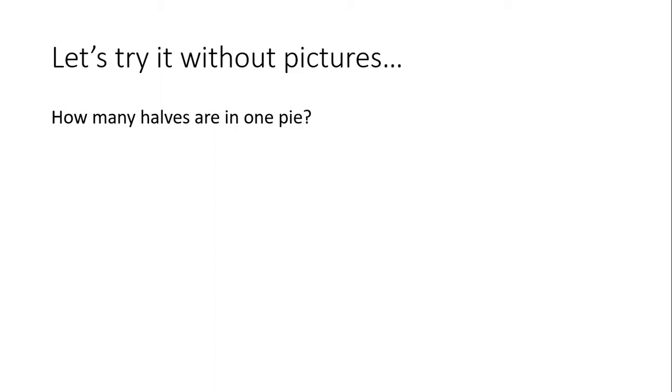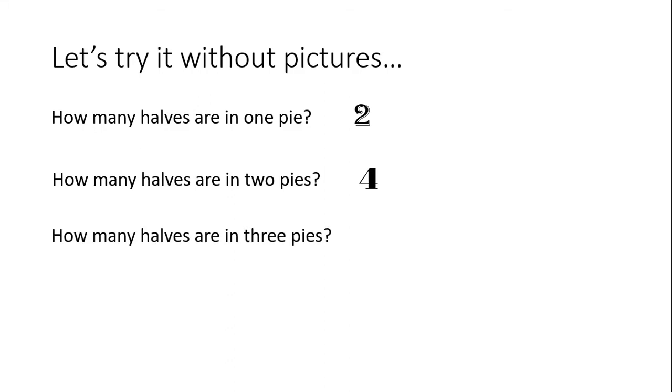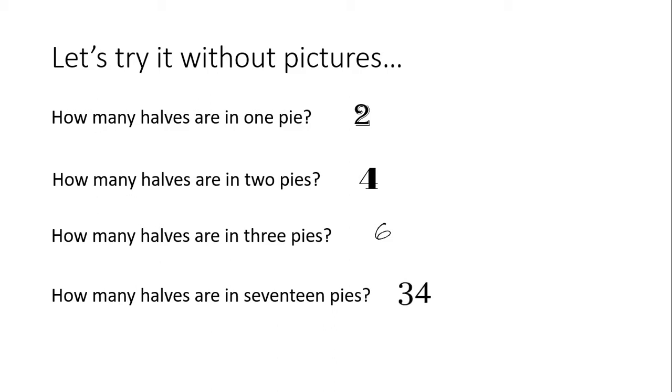So, how many halves are there in 1 pie? 2, right, because if we cut 1 pie in half, there would be 2 pieces. Okay, how many halves are in 2 pies? 4. How many halves are in 3 pies? 6. How many halves are in 17 pies? 34. And how did you figure that out? Well, we know there are 2 halves in 1 pie, so 17 times 2 equals 34.